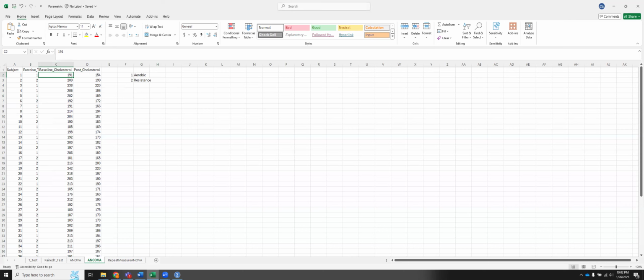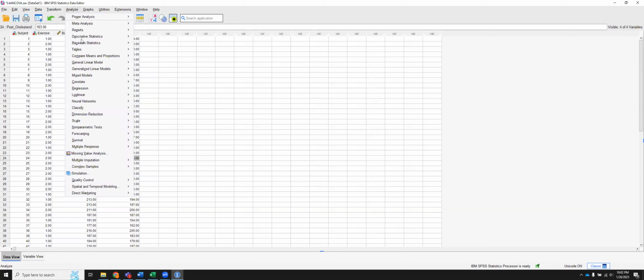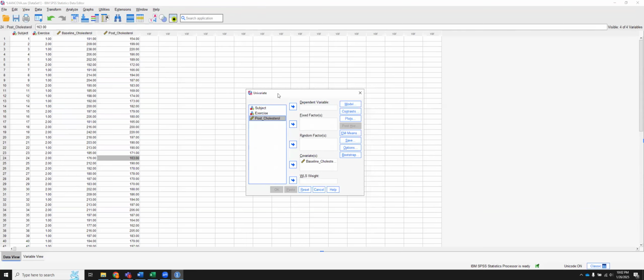Now, firstly, let's put them into SPSS. Over here, we have subject, and the baseline and post cholesterol levels. Go over here, we have to analyze. For the ANCOVA, we choose the general linear model. Because we only have one factor, exercise, we just choose univariate. In order to do the ANCOVA, we can do several steps.